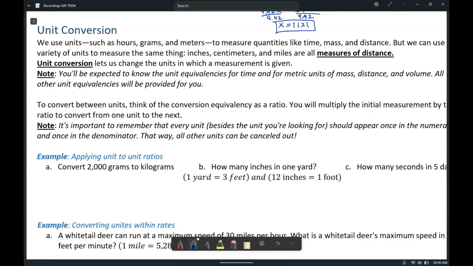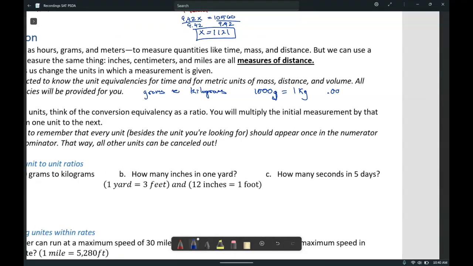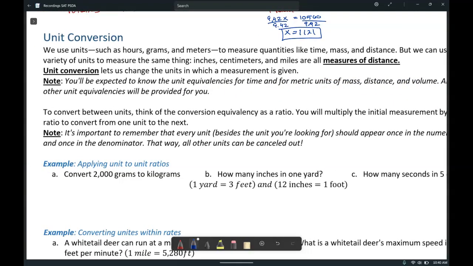Right? So for example, if we wanted to convert from grams to kilograms, we need to know that 1,000 grams equals 1 kilogram, okay? Or vice versa, that 1,000th of a kilogram equals 1 gram. You need to know those metric conversions. And there's a pretty easy way to look at it, and we'll take a look at that in just a minute.